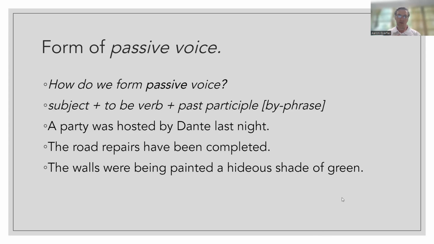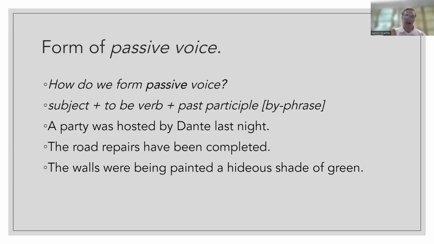How do we form the passive voice in English? We have our subject. You need some form of the be verb, followed by the past participle, and then you may have a by phrase. A party was hosted by Dante last night. Was is the past form of to be. Hosted is the past participle. And we have a by phrase, by Dante.